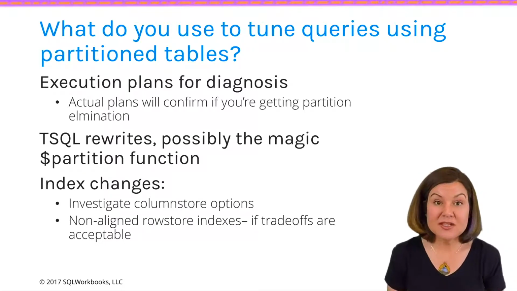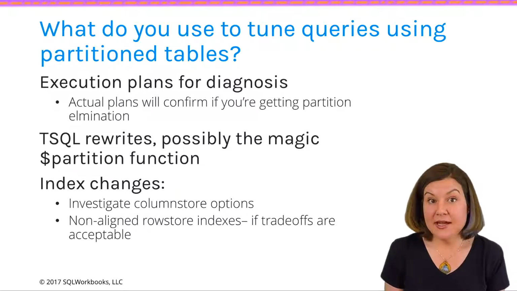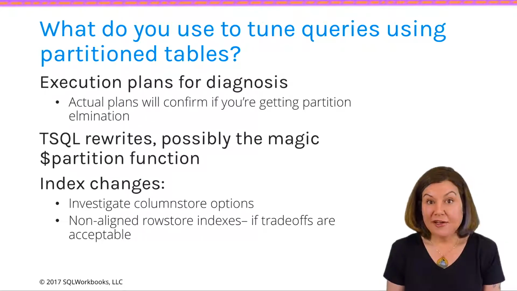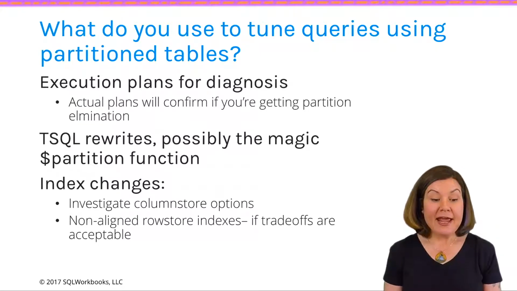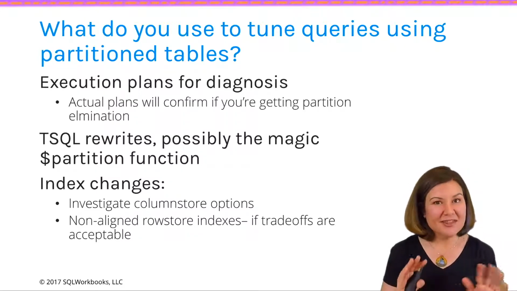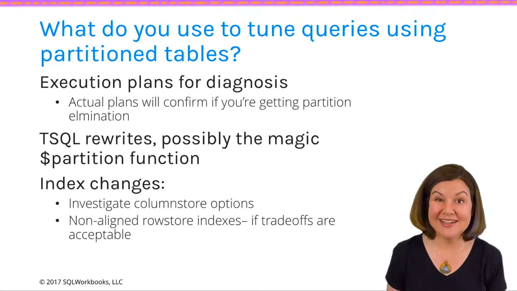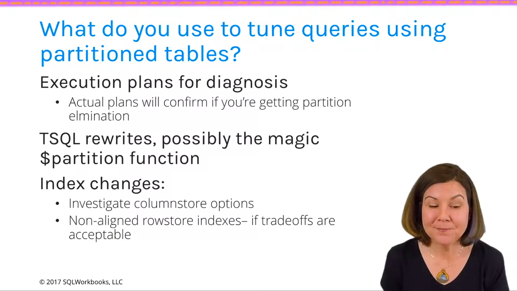I can also tune this by changing indexes. I could test out what happens against a partitioned column store index, maybe non-clustered depending on the table. And I could potentially do a non-aligned row store index, but there's some trade-offs because having non-aligned indexes limits what we can do with the partitioned table.